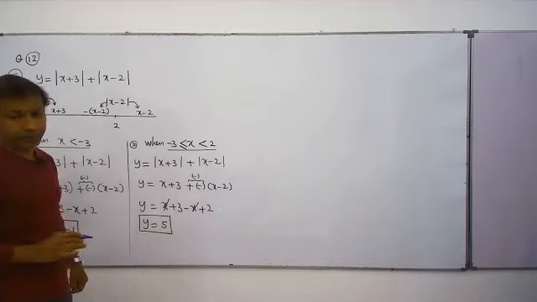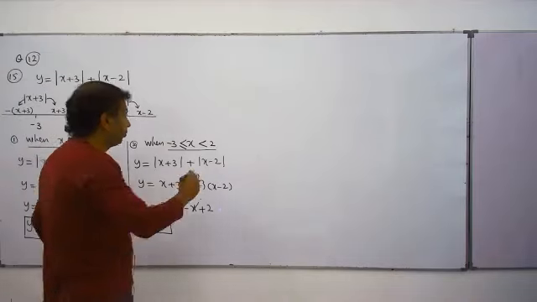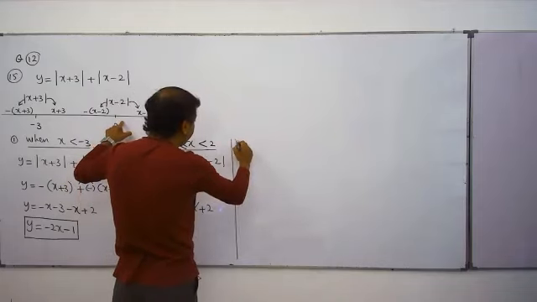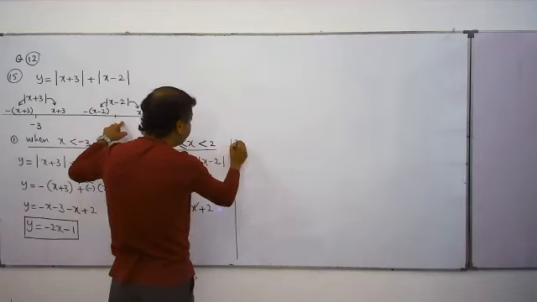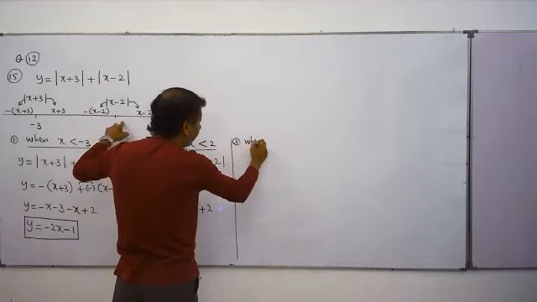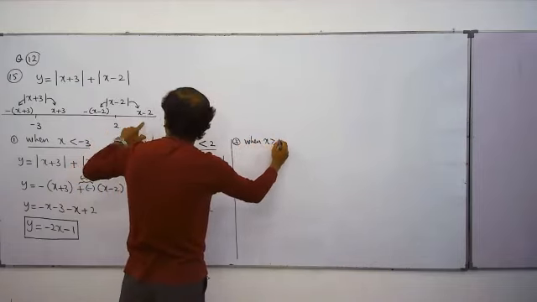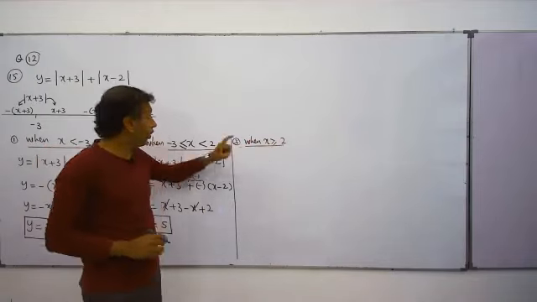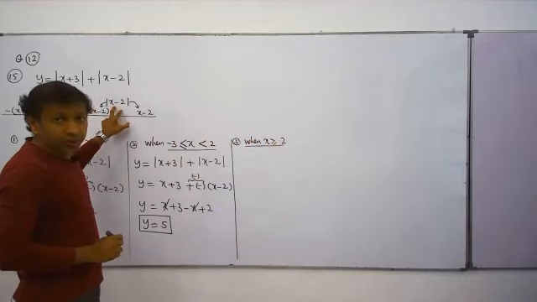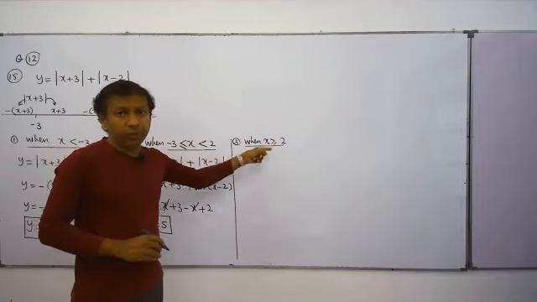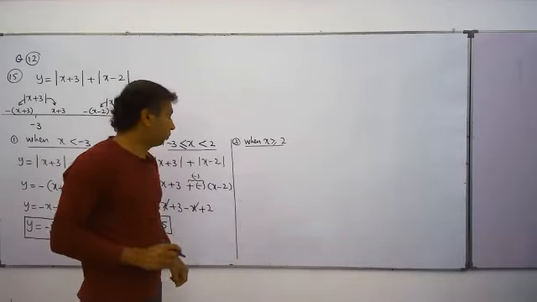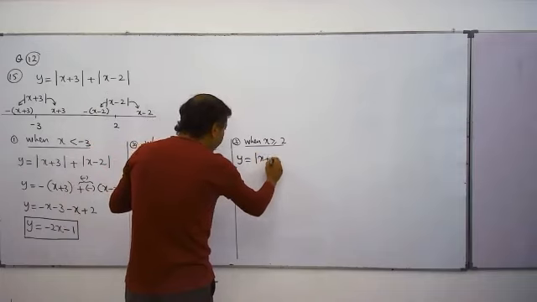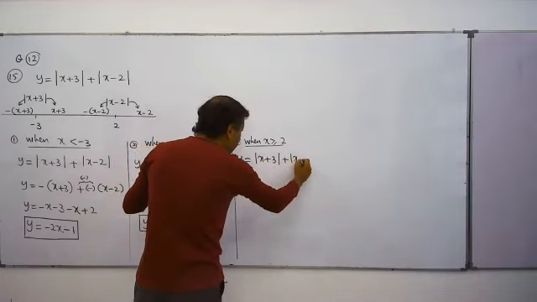Okay, now people, third interval. Third interval is x greater than or equal to 2. Why should we put the equal sign here? When we define this mod x minus 2, when x is greater than or equal to 2, mod x minus 2 will be equal to x minus 2, right? So then what we get is y equals mod x plus 3 plus mod x minus 2, right?